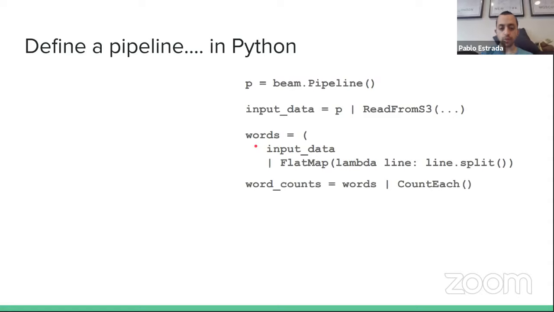And then we'll take this PCollection of words and we'll just apply some operation called count each, where we'll count how many times each word appears, right? And so we obtain a PCollection of word counts, and finally we could write it to BigQuery, for instance, which is a data warehouse that we have in Google Cloud. All right, then. So this is more or less what the Beam pipeline looks like in the Python SDK.